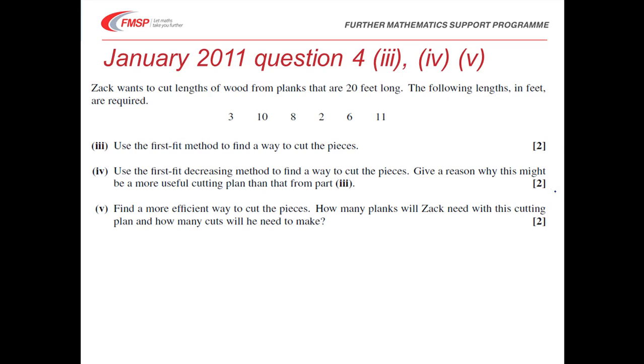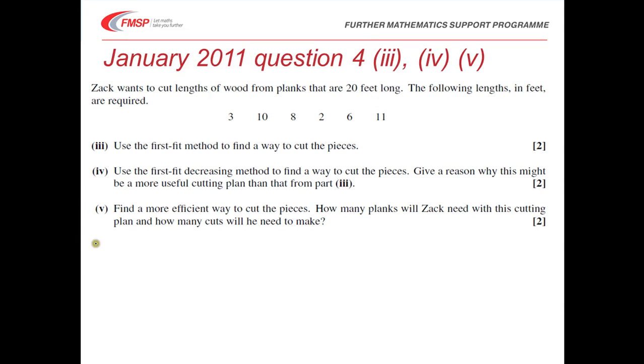So we've got to use the first fit method to cut the pieces. You've got planks which are 20 feet long, and we're cutting lengths of wood from it, and we're asked to use the first fit method to find a way to cut the pieces.